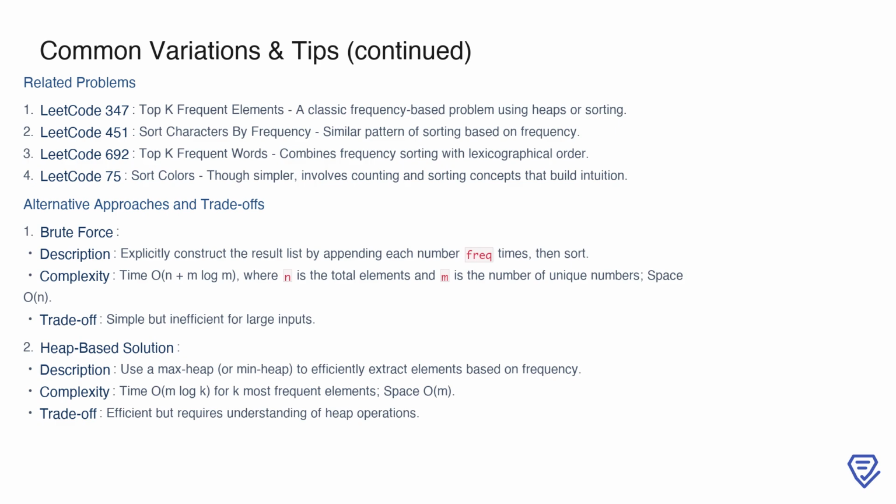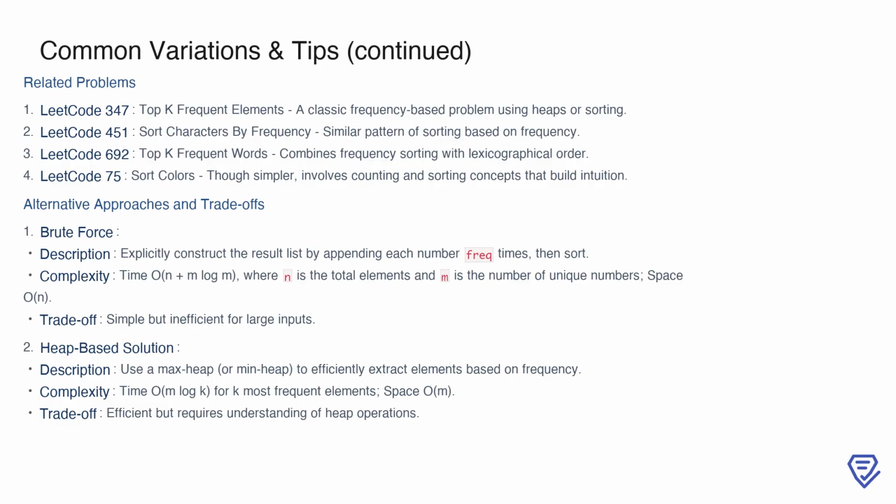Similarly, LeetCode 451, sort characters by frequency, follows a comparable approach but involves characters instead of numbers. LeetCode 692, top k frequent words, adds a layer of complexity by combining frequency sorting with lexicographical order. Even problems like LeetCode 75, sort colors, though simpler, involve counting and sorting concepts that build intuition for frequency-based operations.